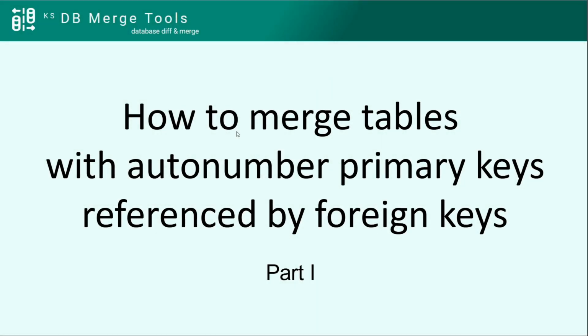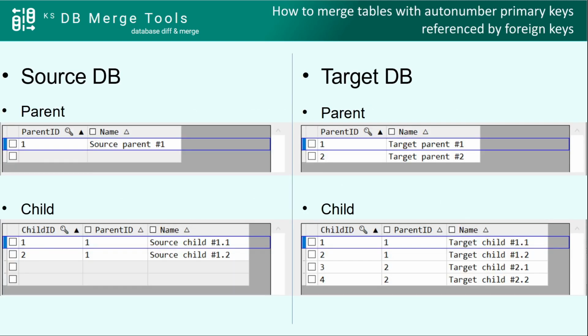How to merge tables with Autonumber primary keys referenced by foreign keys. In this video, we are going to talk about a pretty common task to combine data from two relational databases when this data is using Autonumber primary keys referenced by other tables. Such relations are often called parent-child relationships, and our task can be demonstrated by this picture.